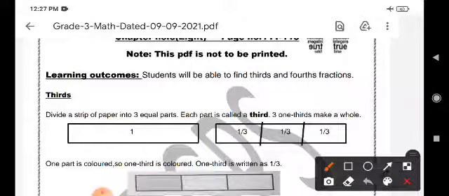How to represent a fraction? You have to write in the numerator the part of the fraction. For example, we are dealing with this fraction. This is the first part and the total number of parts is 3. Right? We say each part is called a 1/3. That is represented by 1/3.